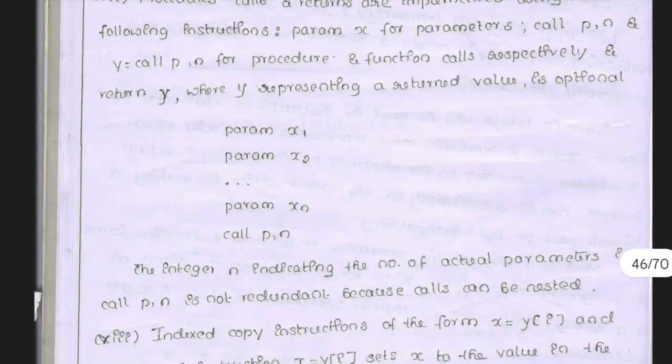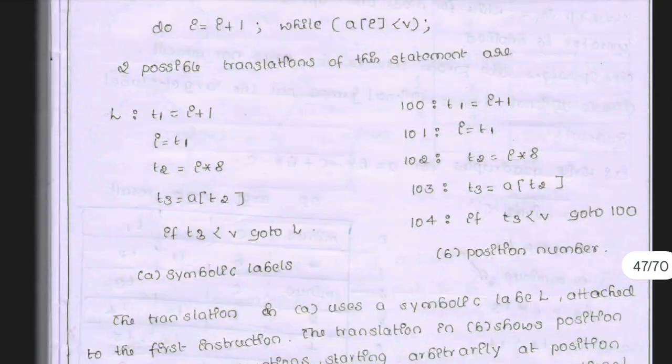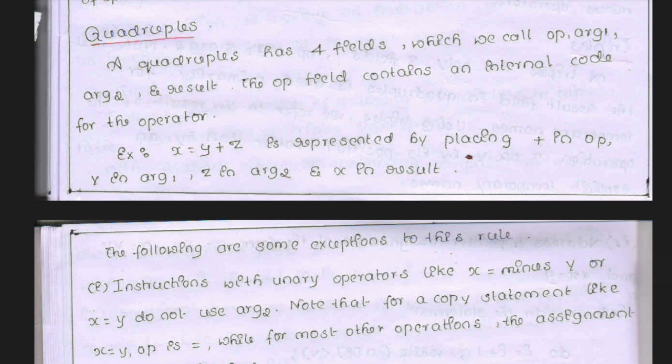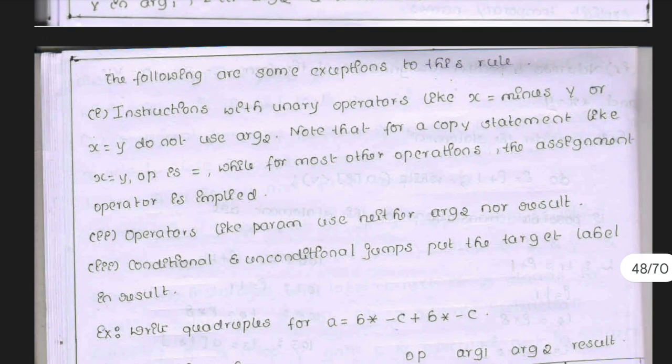So this only you have to write in the exam as well. And if you know how to solve the problem, you can easily write the 3-address code. And the quadruples are present. Quadruples mean there will be 4 things here: operator, operands, and the operator between them will be there. Okay, that is the quadruples.